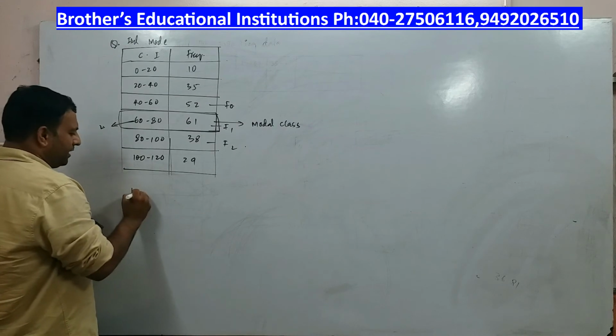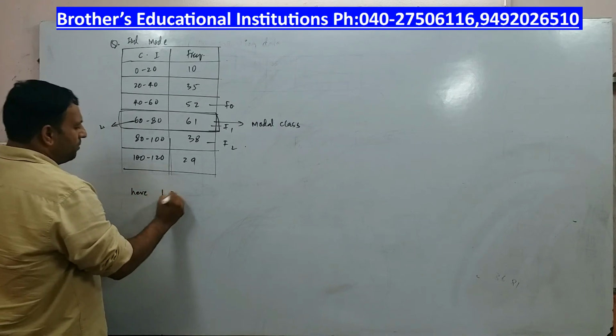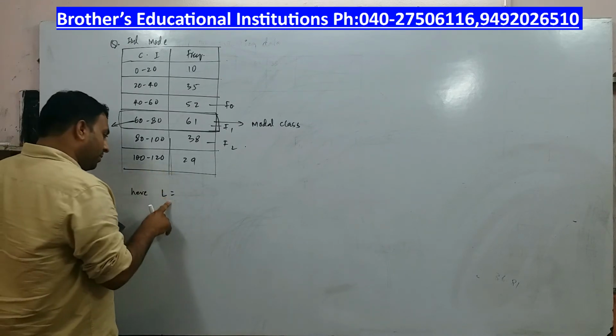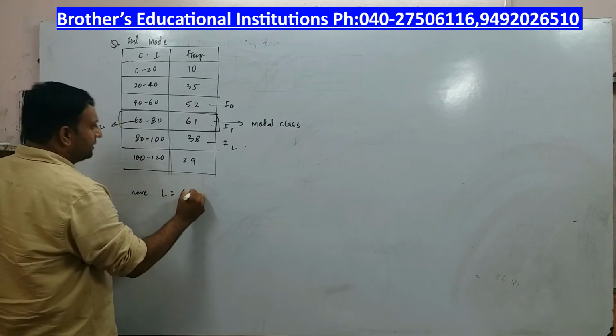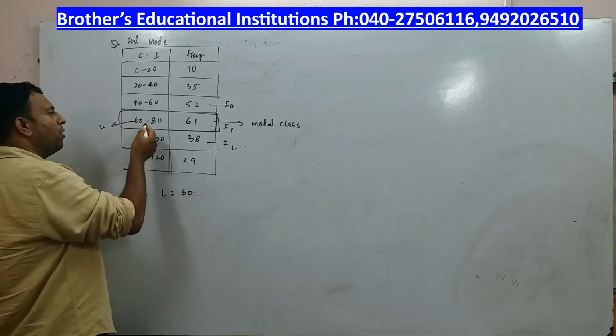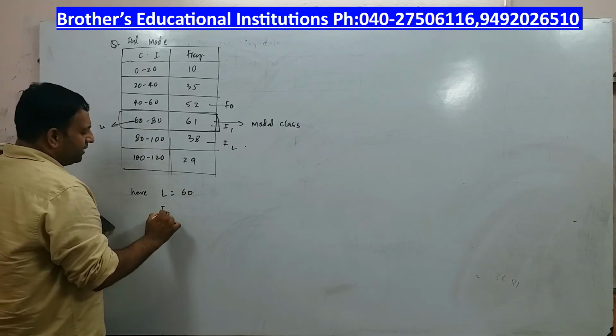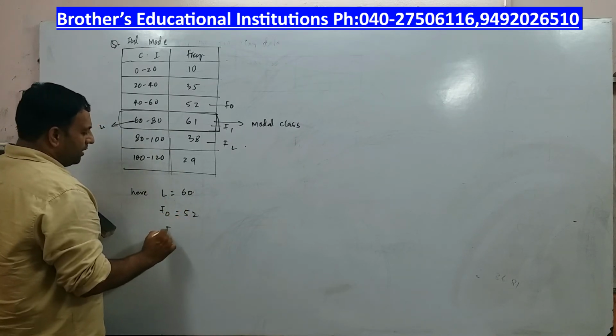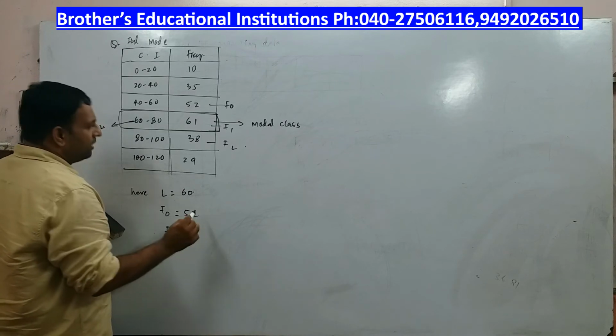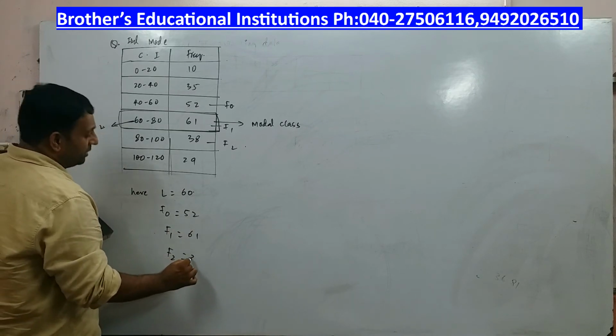Alright, so I will write here lower boundary. Don't call that lower limit, that is lower boundary. And what is lower boundary? 60. Right? Here lower boundary and lower limit both are same. So L is equal to 60. What is F0? F0 is 52. What is F1? F1 is 61. What is F2? F2 is 38.